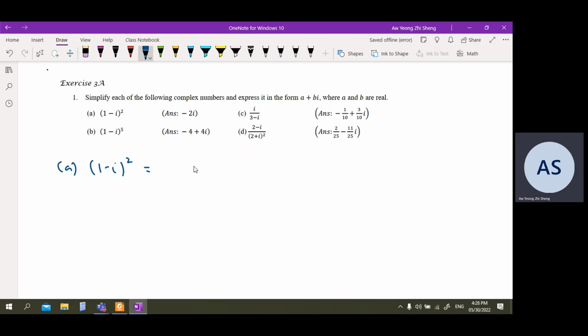Okay. So we'll expand it using a squared plus b squared plus 2ab. So that gives us 1 plus i squared minus 2i. It's just a usual quadratic expansion. And i squared is negative 1. So we eventually get minus 2i as a final answer, and done.